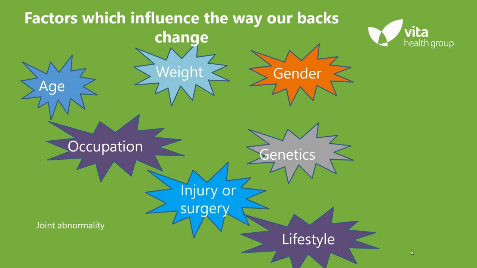Injury or surgery. So, any previous injuries to the joint, such as a fracture or surgery that you've had years before, can predispose you to an onset of degenerative changes within that joint. And joint abnormality. So, if you were born with or developed a joint deformity due to disease such as polio, you are more likely to develop joint pain in later years.